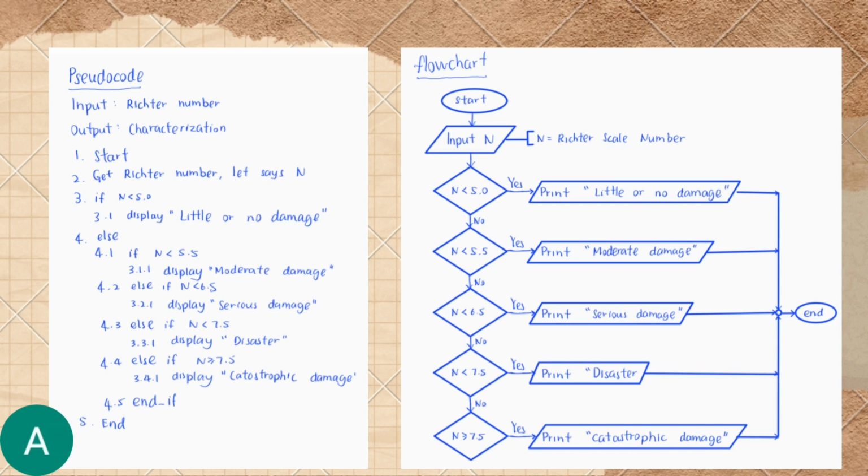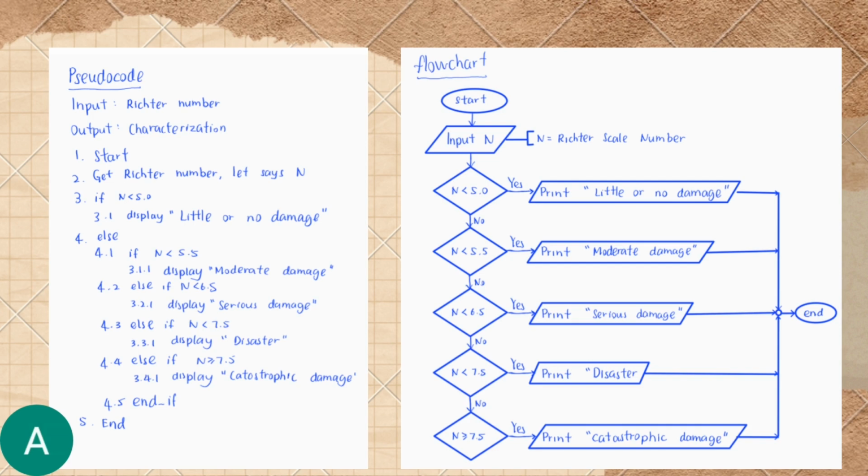these types of conditions. Now starting off with the first one: if n is smaller than 5.5, then we'll be displaying moderate damage. Else if n is smaller than 6.5, then display serious damage. Else if n is smaller than 7.5, display a disaster. Else if n is higher or equal to 7.5, display catastrophic damage.